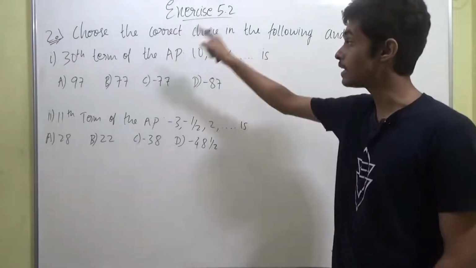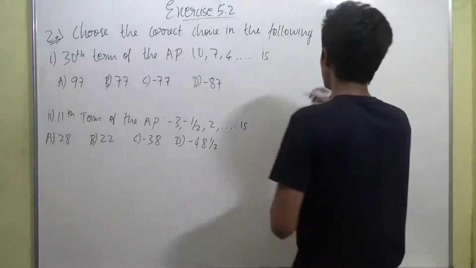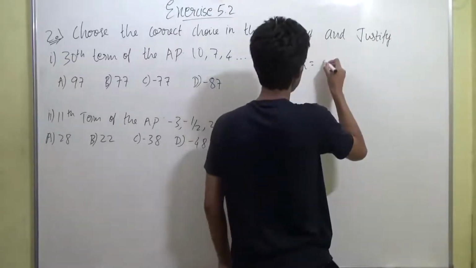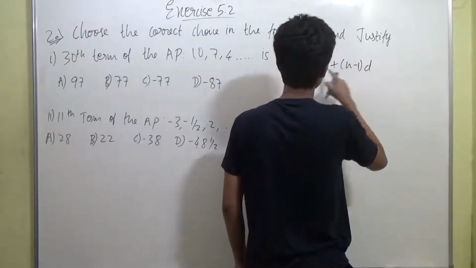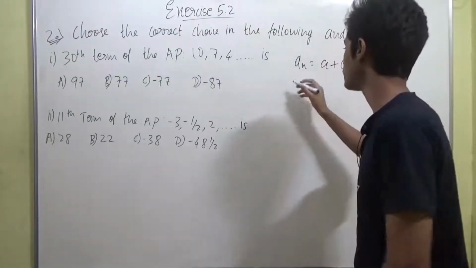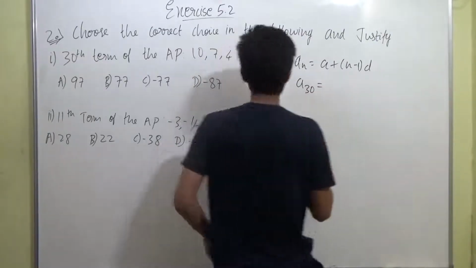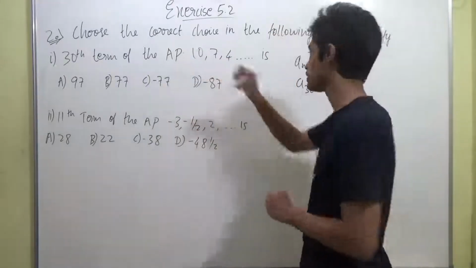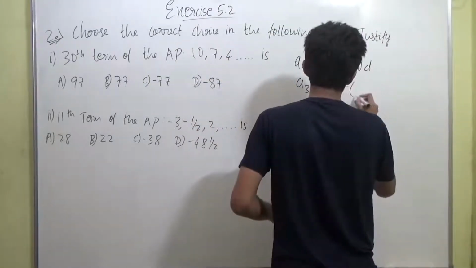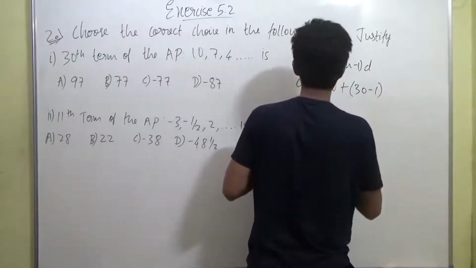And we have to find the 30th term of this AP. So what's the nth term of an AP formula, guys? a_n equals a plus n minus 1 into d. So we have to find the 30th term, that is a of 30. Okay guys, let's start putting the values. A is 10, the first term of the AP, plus n minus 1. Since it's the 30th term, n is equal to 30, minus 1 into d.